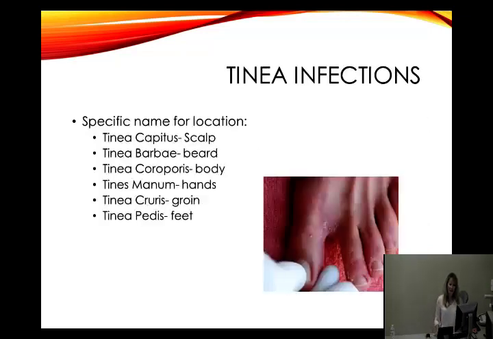So this is kind of like our warts, where depending on where they're at depends on what you call it. Tinea capitis is when you have a fungal infection of the scalp. Tinea barbae is the beard. Tinea corporis is the body. Tinea manuum is the hands. Tinea cruris, or jock itch, is the groin, and tinea pedis is your athlete's foot, or the fungal infection on the feet.